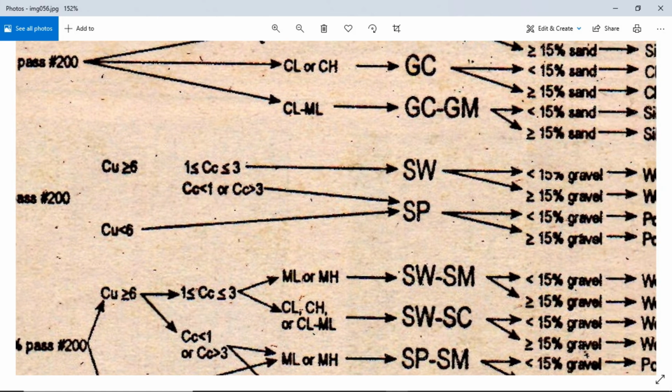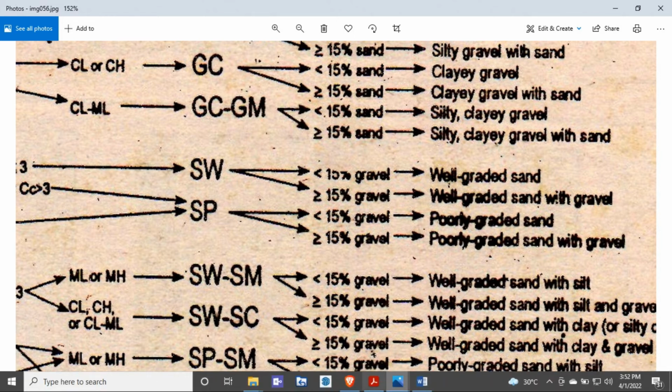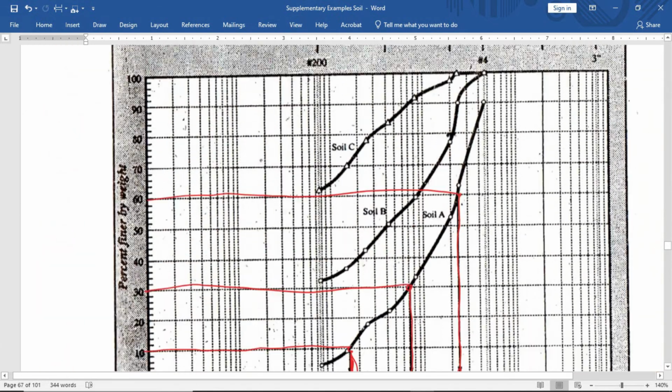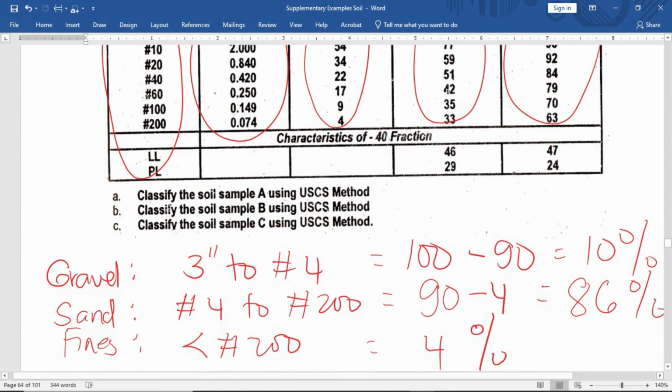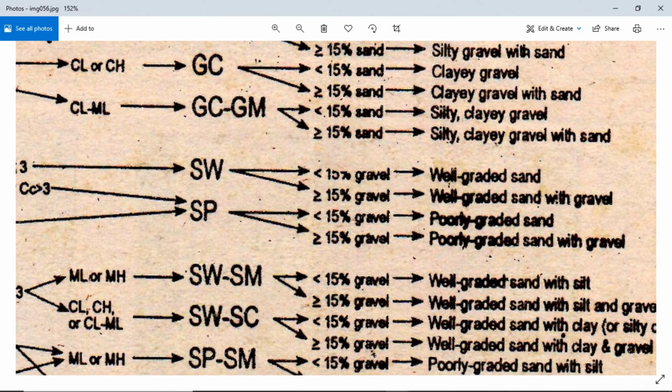Ngayon, paano natin malalaman if it is well-graded sand or well-graded sand with gravel. So, punta tayo sa SW. How many percent nga yung gravel natin kanina? Balikan natin. So, yung gravel natin kanina is 10%. So, lesser than 15% gravel. So, ang sand natin is SW, well-graded sand. So, yan yung ano natin.